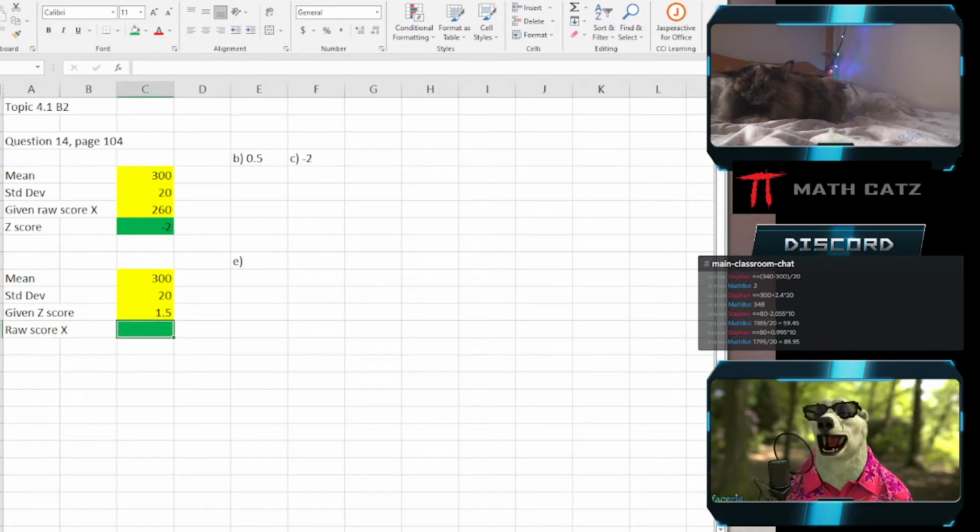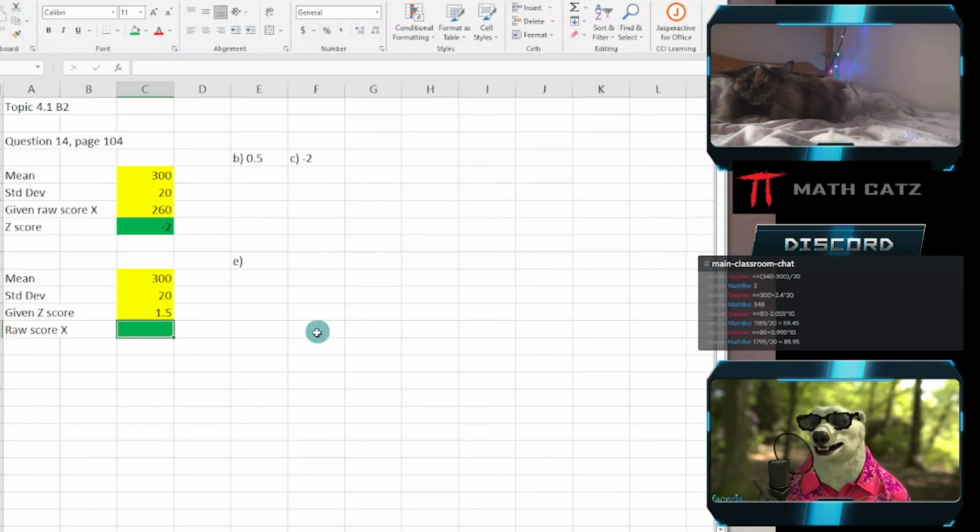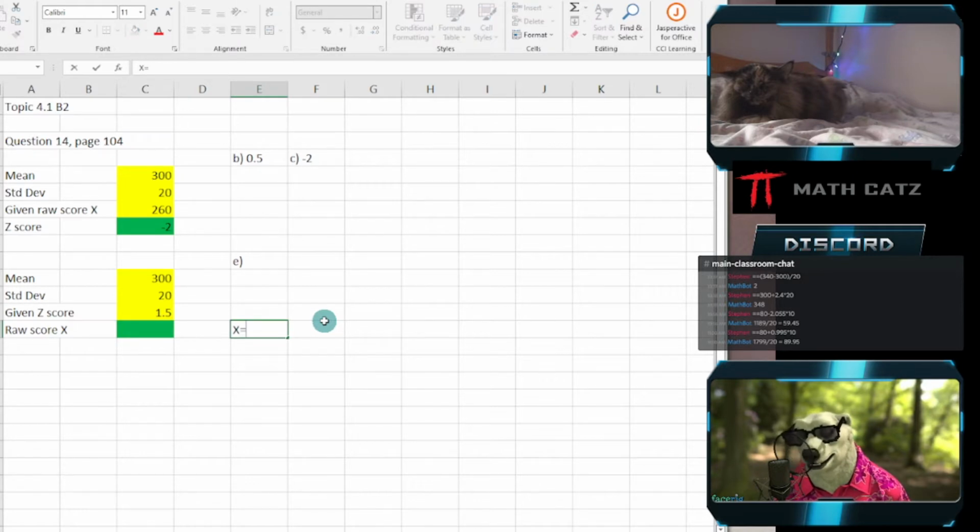Now remember, how do we do that? Well, the formula might not be directly given here, but it is just a shuffling around, a rewrite of this formula 3-1 that we've also seen in the previous one. I'll write it down maybe for you. If I now solve for X here, the standard deviation gets multiplied by the Z score, and I add the M just sort of as a reminder here.